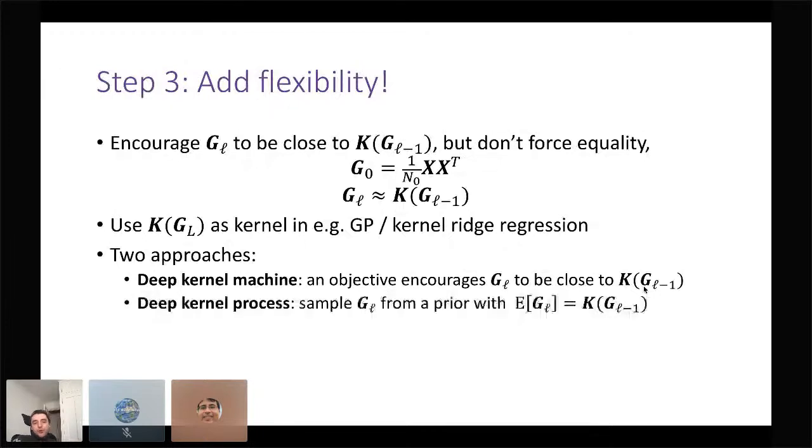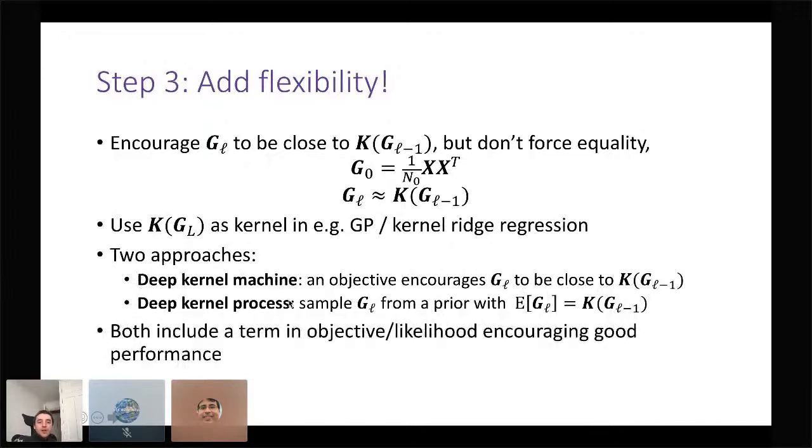The other approach is the probabilistic deep kernel process, which turns out to be equivalent to a deep Gaussian process. And the idea here is to sample the gram matrix at the next layer from some prior over matrices with an expectation that is the same as this nonlinear transformation of the gram matrix at the previous layer. And if I choose this distribution to be a Wishart distribution, we're going to see a little bit of this later, then this deep kernel process prior is going to become equal to a deep Gaussian process prior.